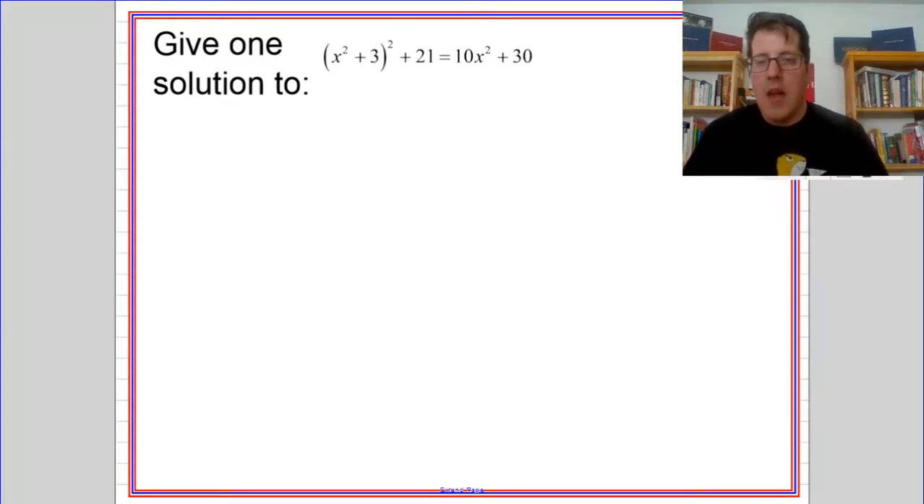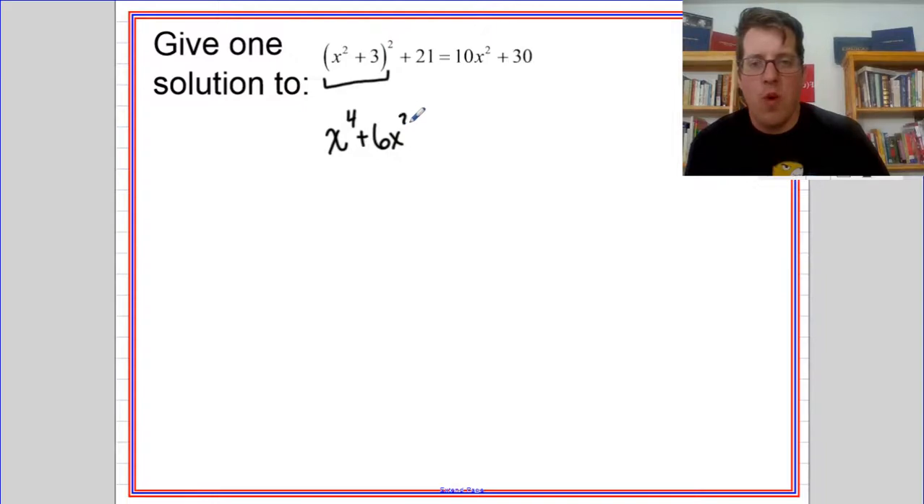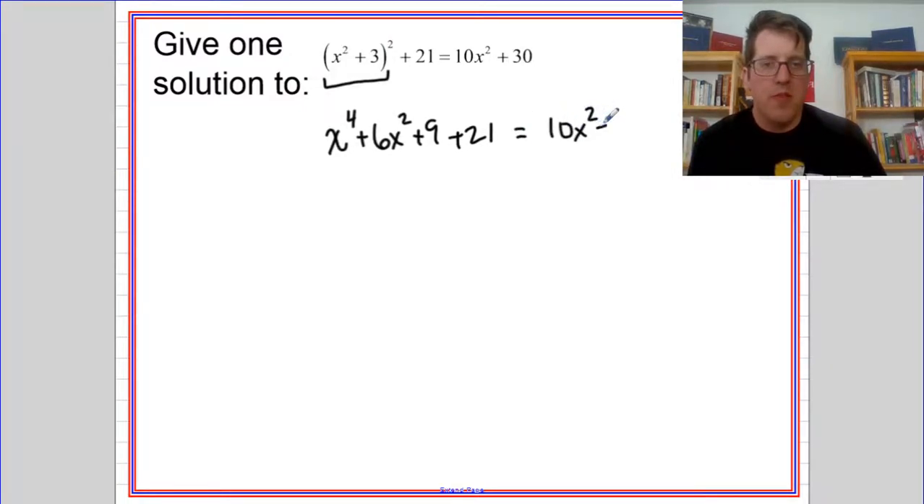Okay, a lot of times when I'm stuck, I'm going to start by expanding things. Now, this is definitely not always the best approach, but if you don't know what to do, you need something to do. So I'm going to start by expanding this. I'm going to FOIL this out. I'm going to get x to the fourth plus 6x squared plus 9 plus 21 equals 10x squared plus 30. This right here came from doing x squared plus 3 times itself.